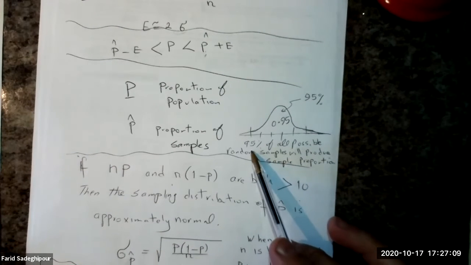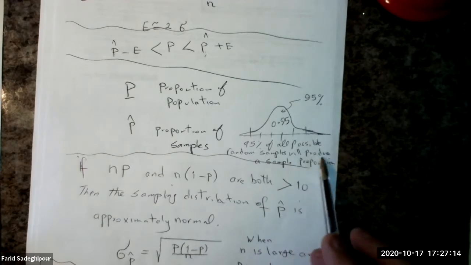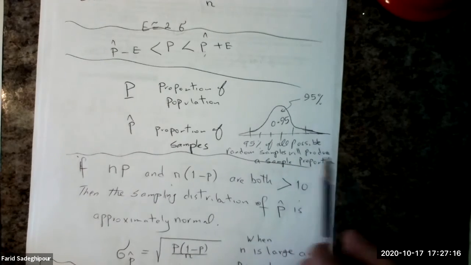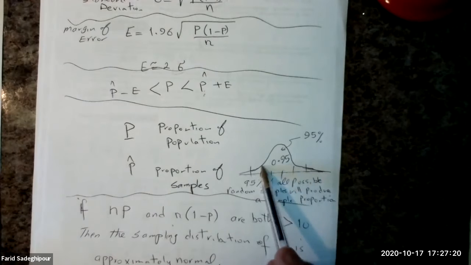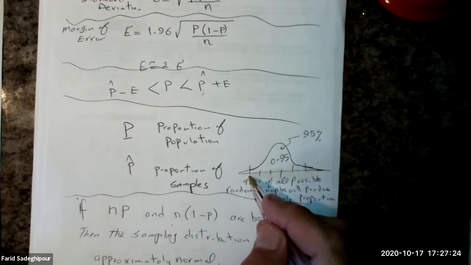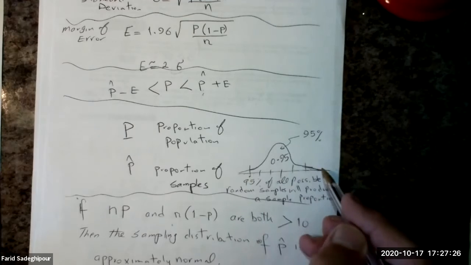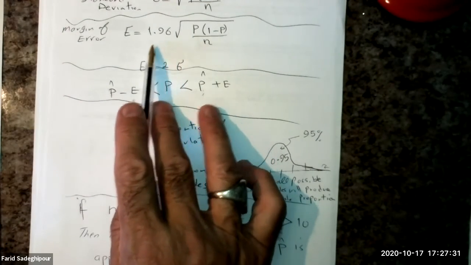And here, 95% of all possible random samples will produce sample proportions in this range. Where do we get 1.96? When you have 95% confidence, the z-value that we normally use in the problems is 1.96, which we can round to 2.